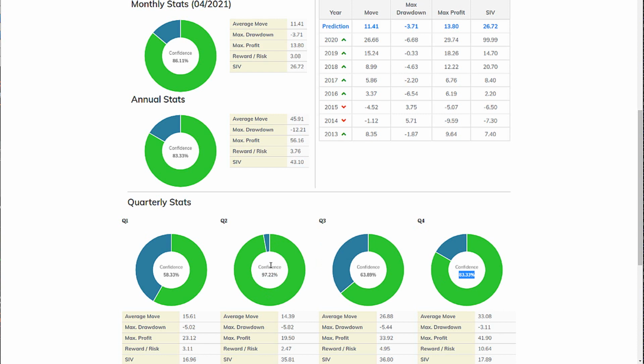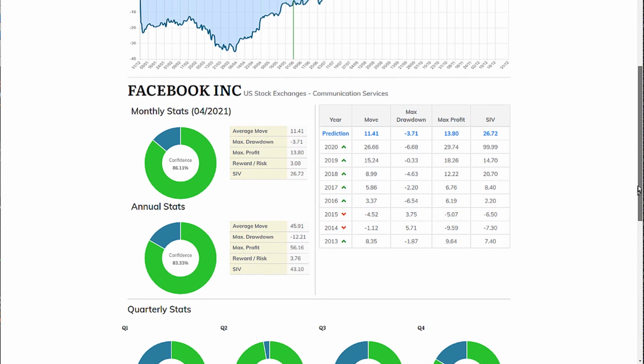So if you're going to trade Facebook and you want to keep this long term, you could look at the annual statistics and then narrow it down to which quarter you should place the trade. So you know that this thing starts in Q2. Now that you know it starts in Q2, there's 3 months in Q2, okay? So what are they? April, May, and June. Let's narrow that down even further by looking at the monthly statistics.